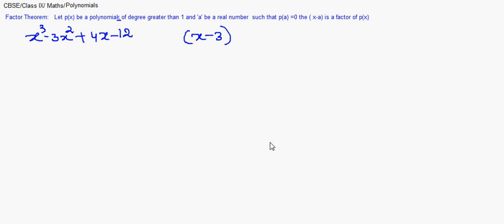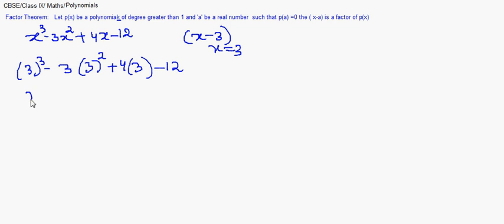If we replace x with 3 in the given polynomial and the answer we get is 0, then x minus 3 is a factor of this polynomial. So I substitute the value 3 for x. Yes, ultimately I'm getting 0, thereby proving x minus 3 to be a factor of the given polynomial.